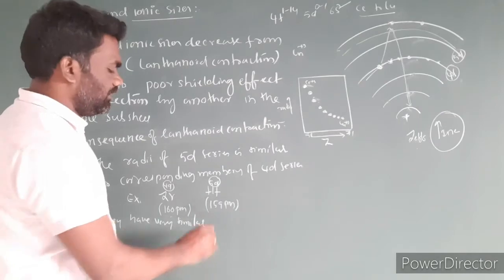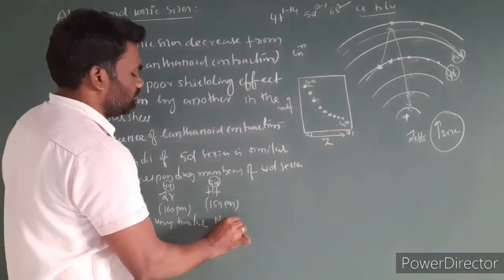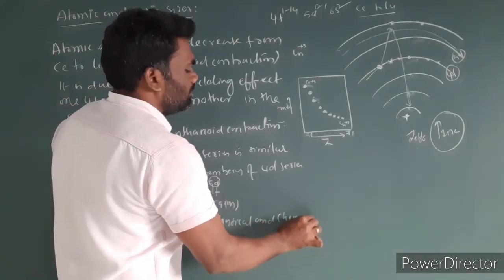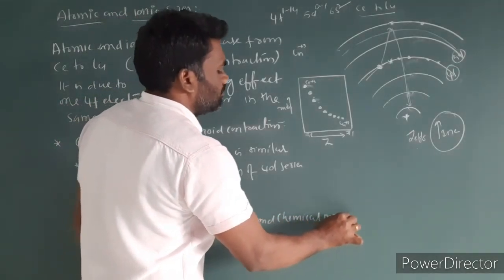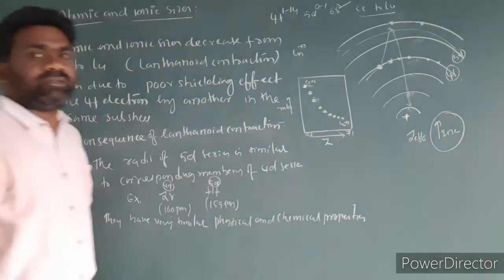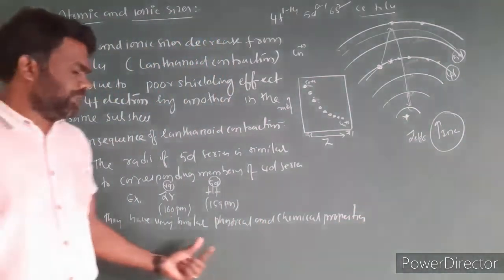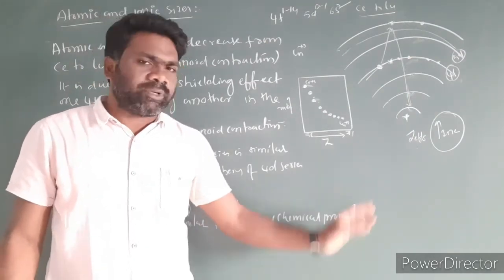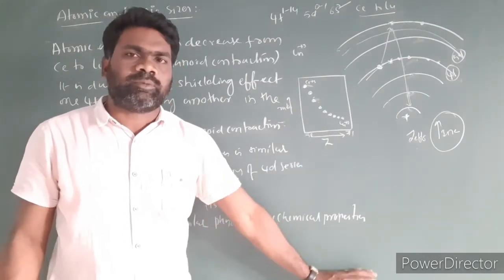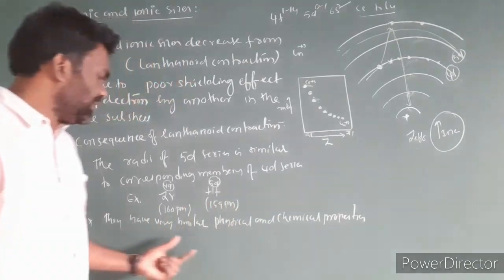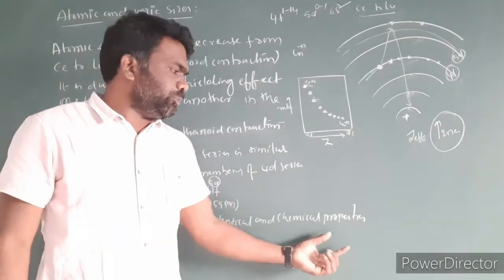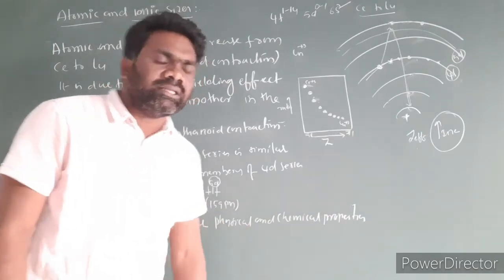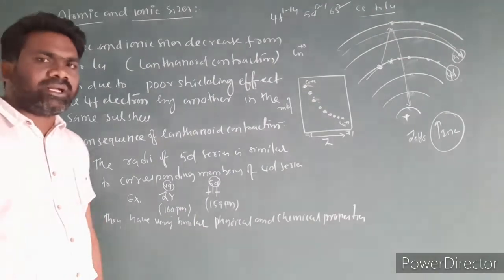They have very similar physical and chemical properties. Of course, in any group, physical and chemical properties will be similar. In any group the properties are nearly similar, but here the physical and chemical properties are more similar than expected. This is due to the lanthanide contraction.